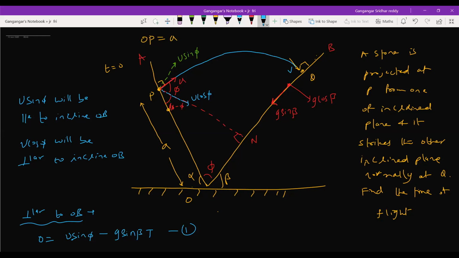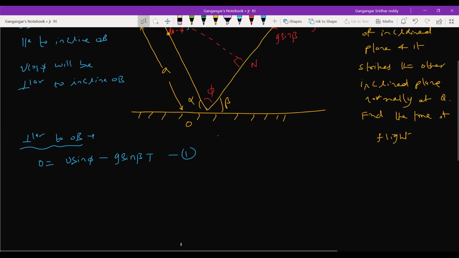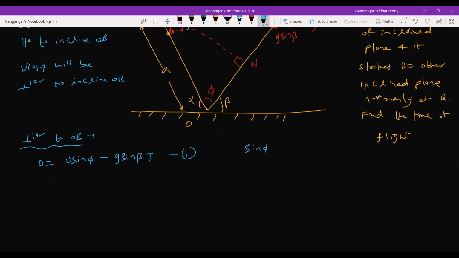Okay, now after this, can we write this distance PN? What can be the distance PN? Sine phi equal to PN by a, and the value a is given. So let me write the mathematics. Sine phi is equal to PN by PO. So PN is equal to PO sine phi, which is equal to a sine phi.